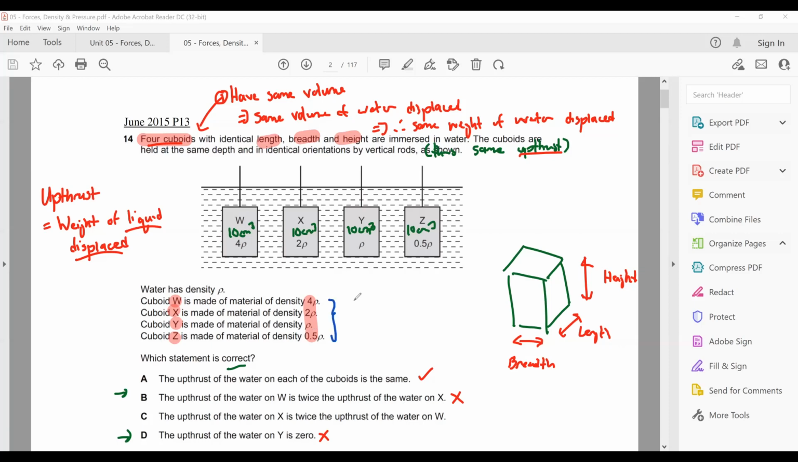The different densities affect the weight of the cuboids themselves. The different densities here affect the weight of the cuboids only, not the water displaced.